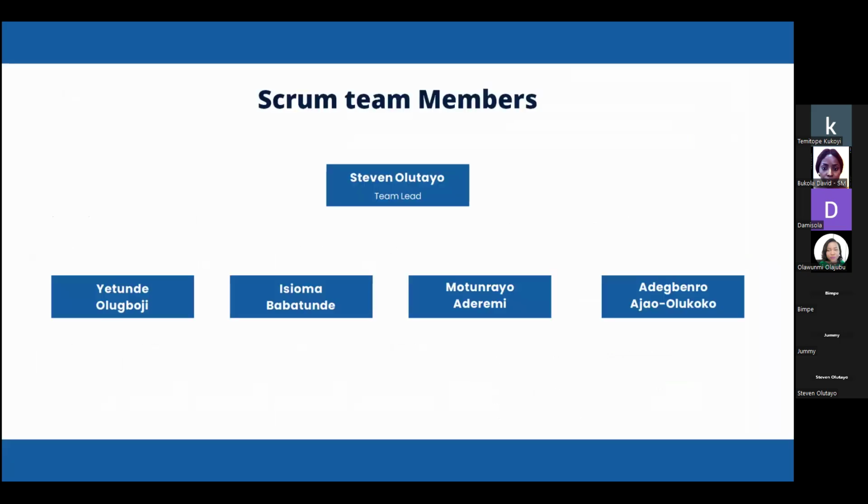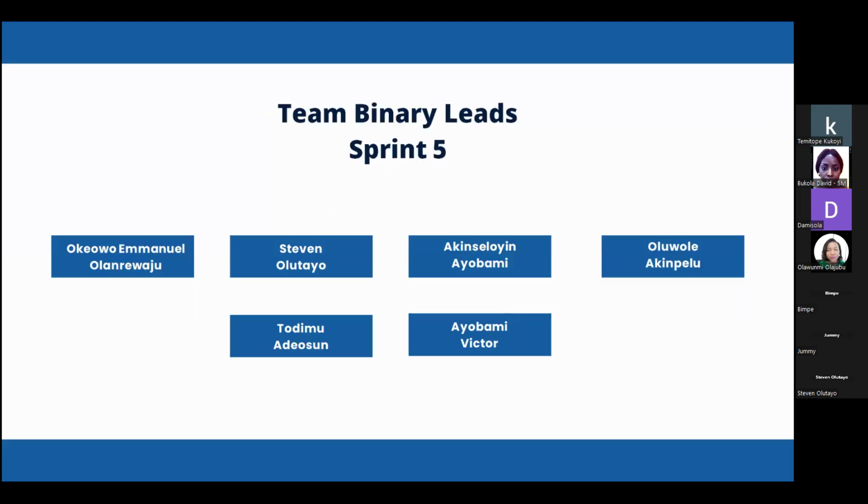These are Scrum team members. Myself, Yetunde Oribogi, Isioma Babatunde, Mostran Adeyemi, Adebenro, Ajao. Next slide, please. These are the team binary sprint 5 leads. Next slide, please.